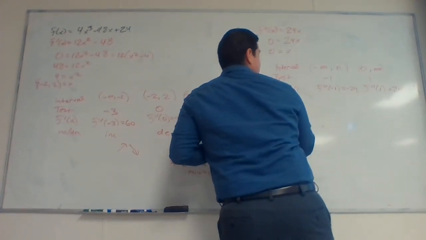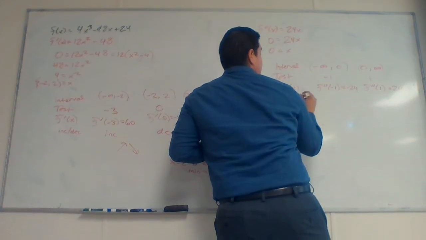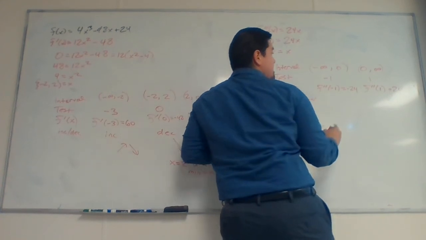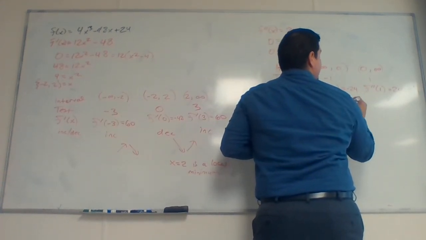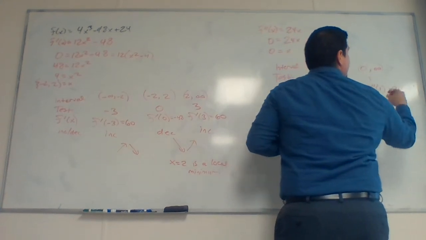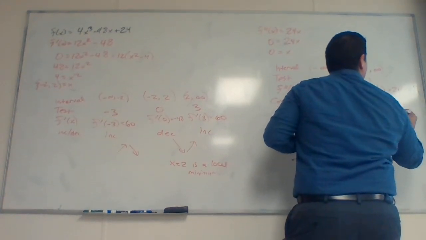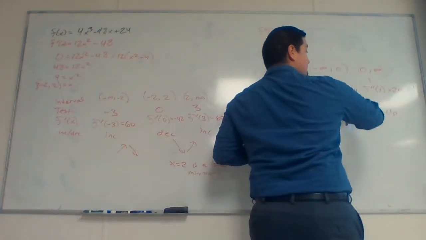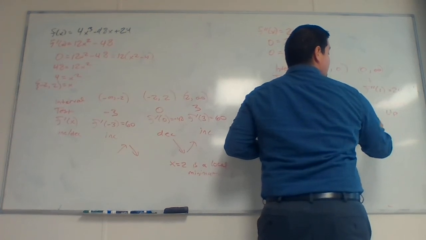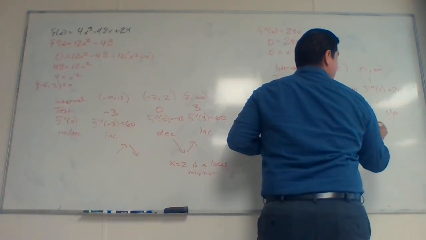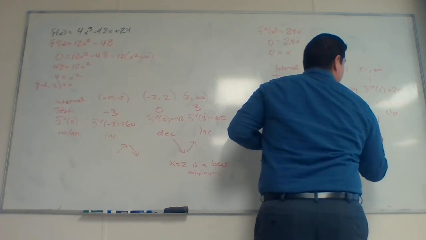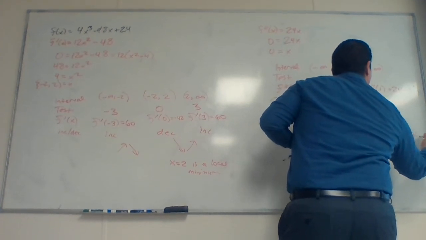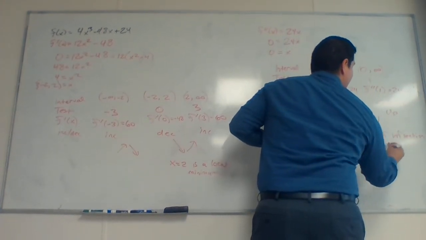What does that tell me on the second derivative test? Concave down or concave up? This one is concave down, and this one is concave up. Okay, so we've done that enough. And now additionally, what does this tell me? Because this goes concave down and that goes concave up, that's a point of inflection at x equals 0.